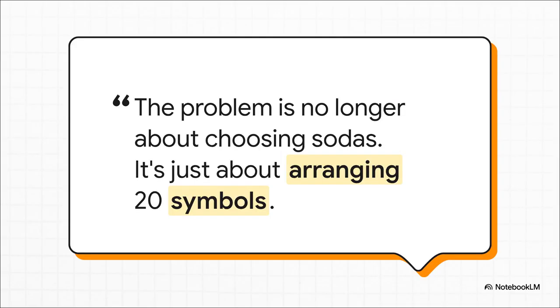And this right here is the big aha moment. We've completely reframed the problem. We are no longer choosing sodas. We are simply figuring out how many different ways we can arrange these 20 symbols. Every single unique arrangement of these stars and bars corresponds to one unique combination of sodas.